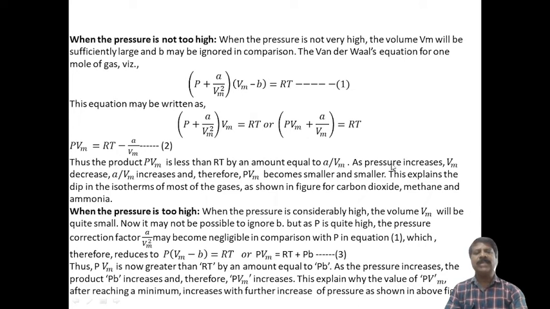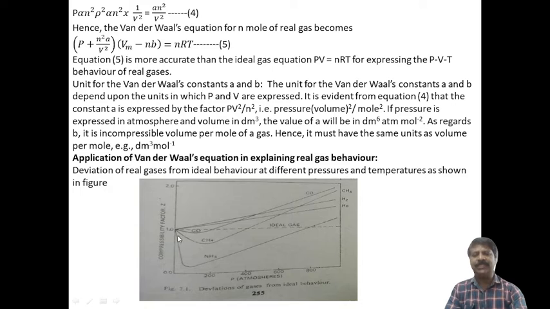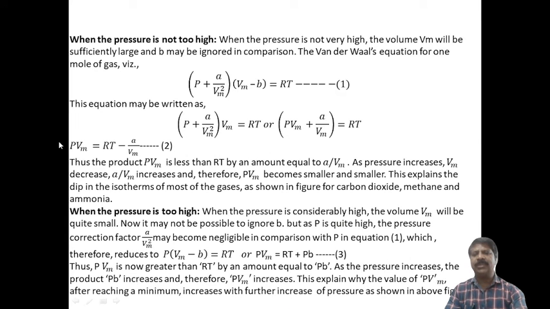As pressure increases, Vm decreases. A divided by Vm increases, and therefore PVm becomes smaller and smaller. This explains the dip in the isotherms of most of the gases as shown in the figure, such as carbon dioxide, methane, and ammonia also. A negative deviation takes place here at low pressure, because PV is lesser than RT. And this is the one case.